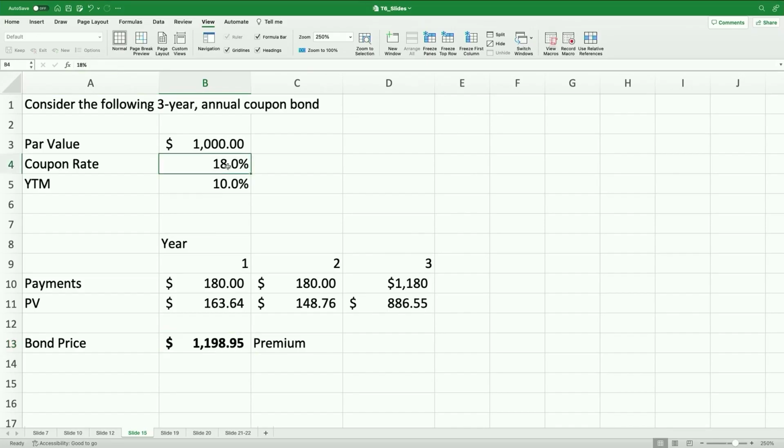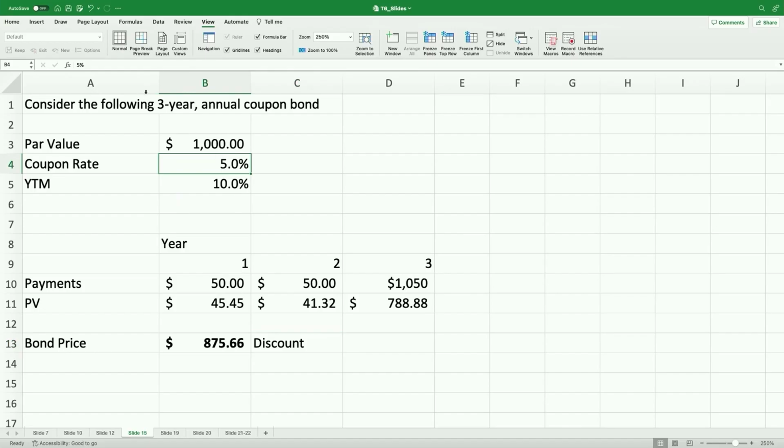Okay? All right, let's see what happens when I take the coupon down. Specifically, let's take the coupon rate below the yield to maturity. So the yield to maturity is 10%. Let's take the coupon rate to 5%. And what do you know? The bond price now dips below the par value of 1,000. So now the bond is trading at a discount to par.